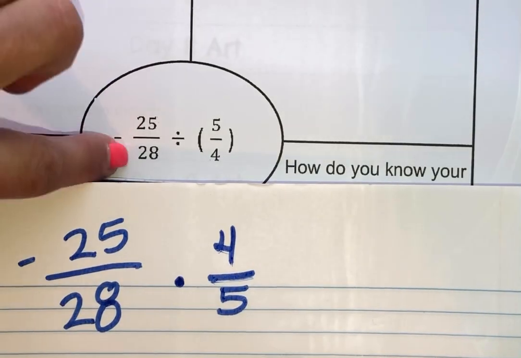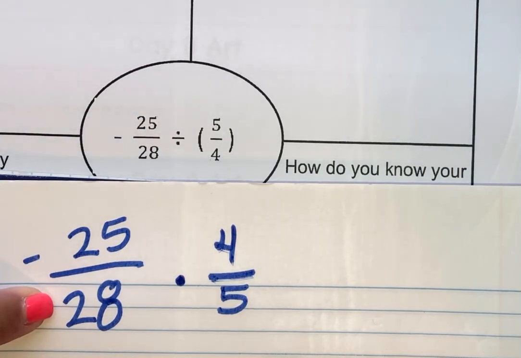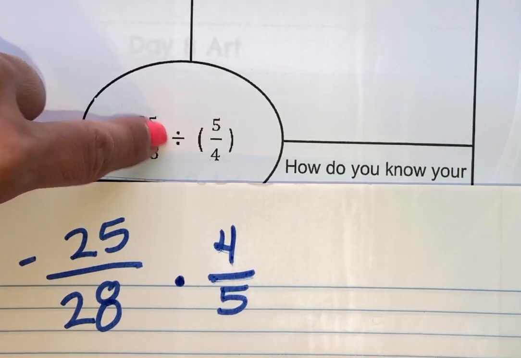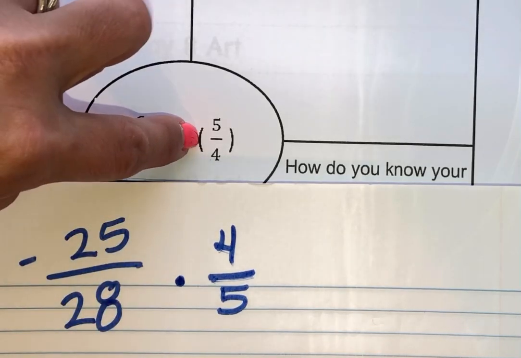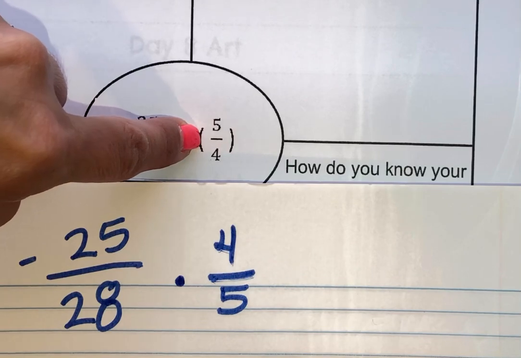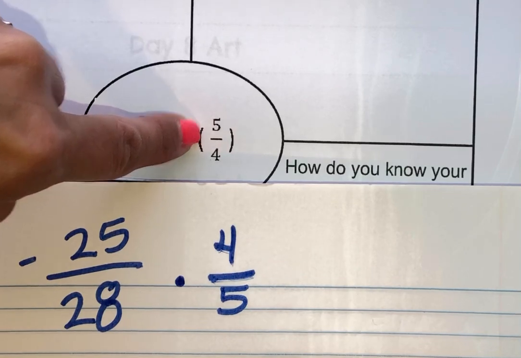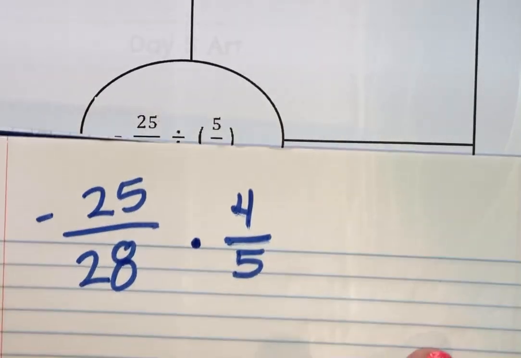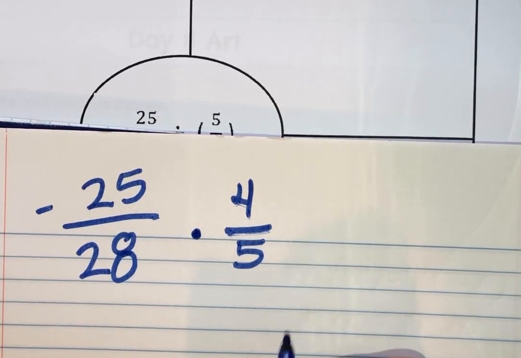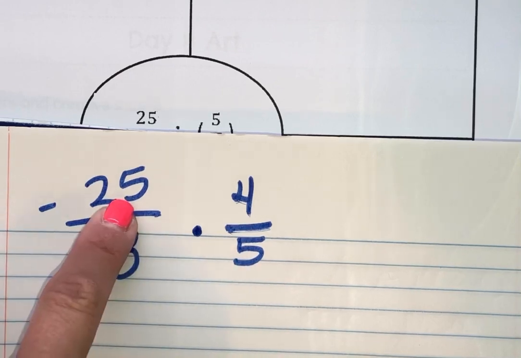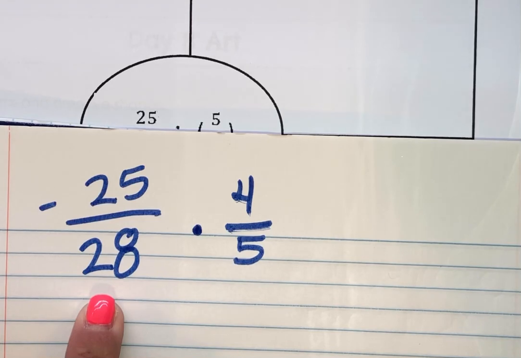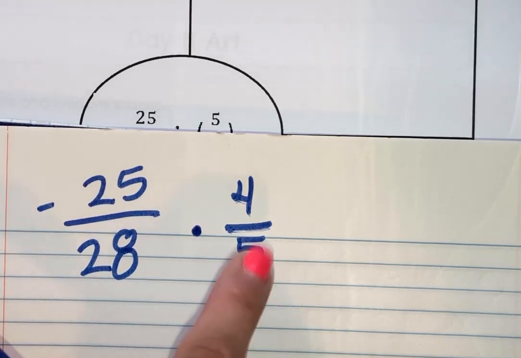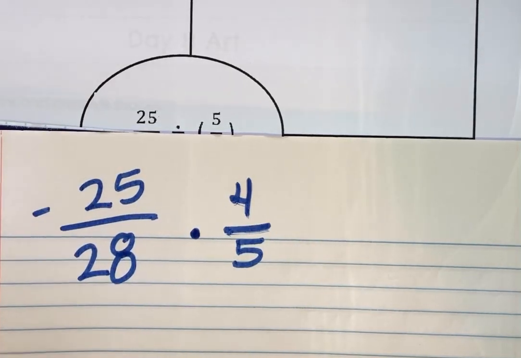So remember, this fraction stays the same. We're changing the division to multiplication. And the last step would be to use the reciprocal of this fraction. So 5 over 4, the reciprocal would be 4 over 5. Now you guys can just multiply your fractions. You could cross cancel here if you're comfortable with cross canceling. You could even cross cancel here. That would be less simplifying when you're done with your multiplication. Okay?